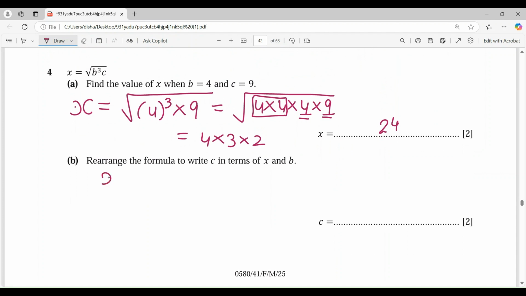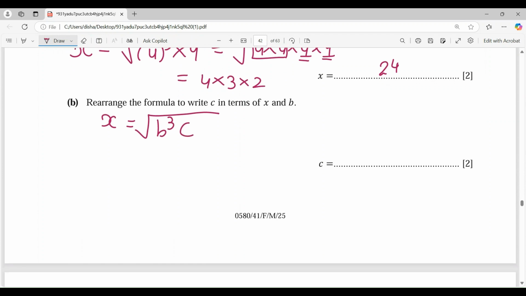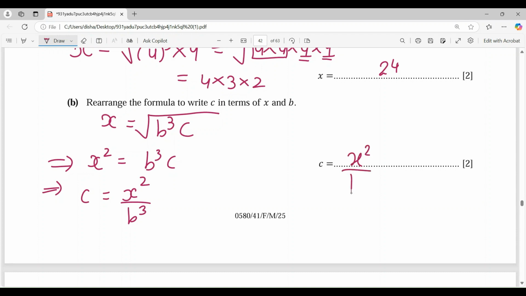Next, rearrange the formula to write c in terms of x and b. So I have x is equal to root of b cube c. So I want to write in terms of c. For that I need to remove this square root. So squaring on both the sides, I'll have x square equals b cube c. So c will be equal to x square upon b cube. So c is equal to x square upon b cube.